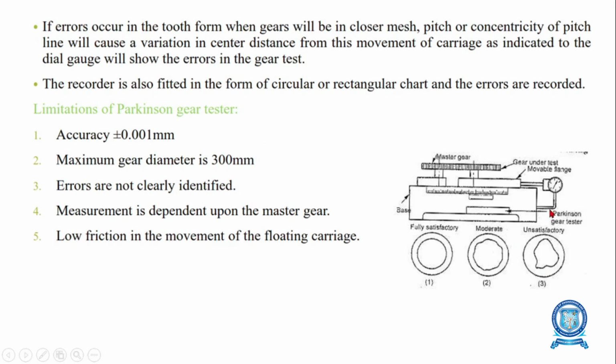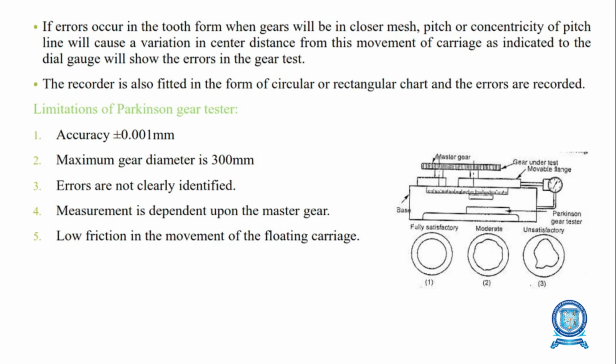The variation can be recorded in a recorder which is fitted in the form of a waxed circular chart. So these are the waxed circular charts. It shows the reproduction of a few typical charts with a reduced scale and the radial errors magnified about 50 times. The chart recorded by this test does not give a clear indication of true cumulative pitch error. It gives only composite error.